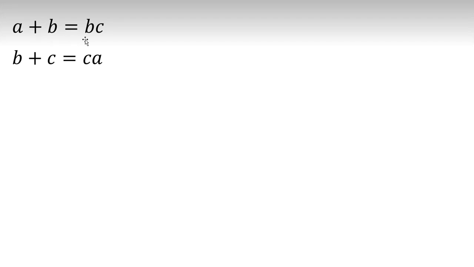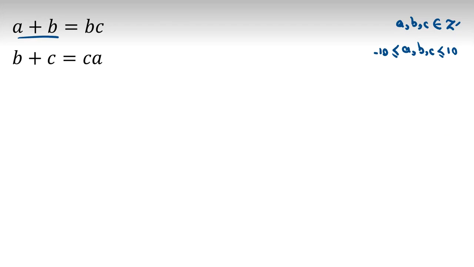A plus B equals BC, and B plus C equals CA. A, B, C are integers, and A, B, C are between -10 and 10. Okay, that's a start. We have A plus B, B plus C.